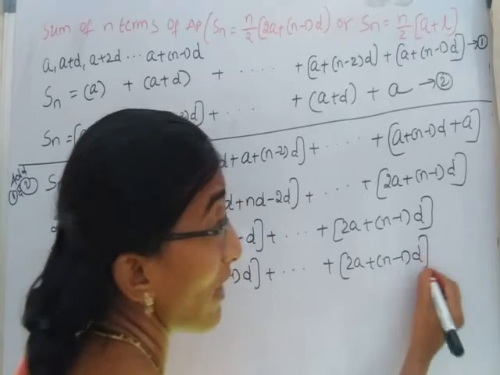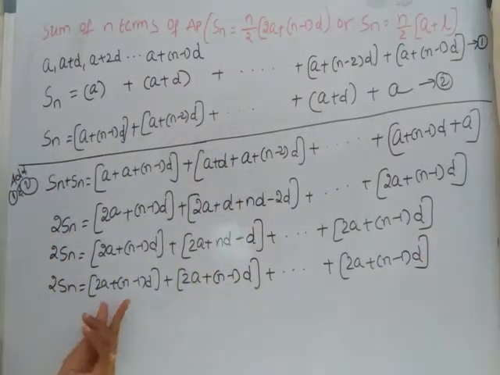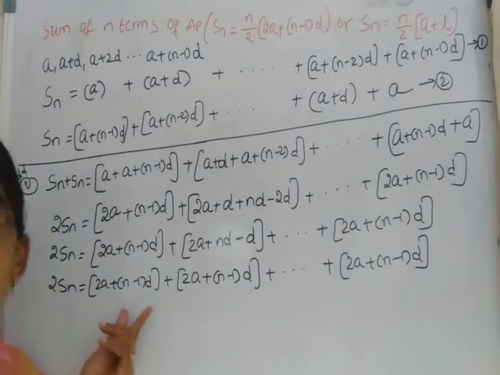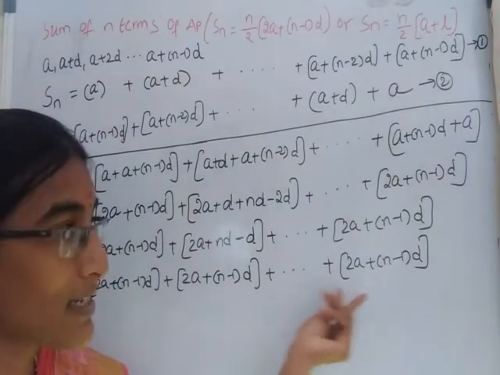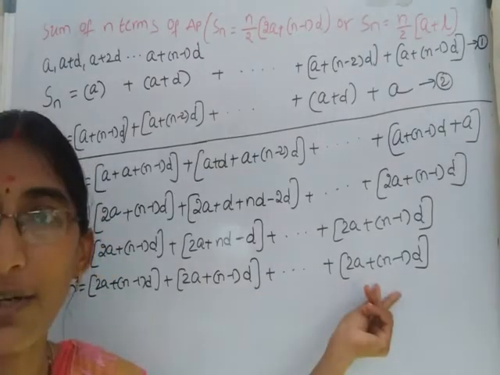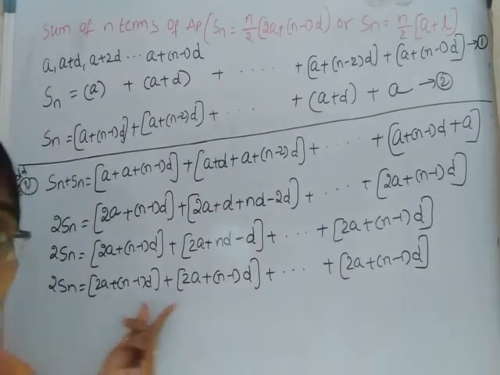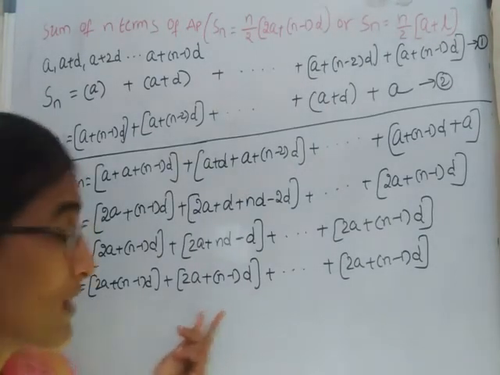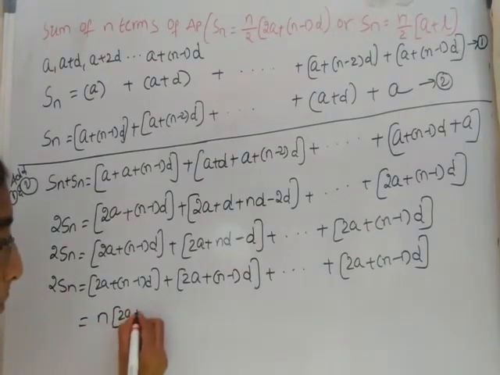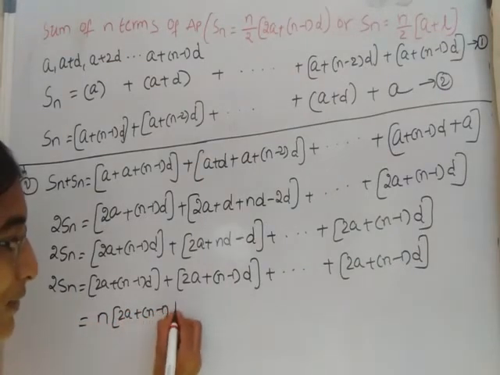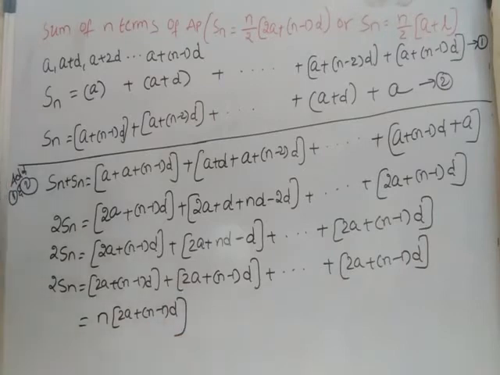If we observe, all these are the same terms. What is that? 2a plus n minus 1 into d. 2a plus n minus 1 into d plus and so on plus 2a plus n minus 1 into d. How many times do we have to add this term? n times. So let us write it as n into 2a plus n minus 1 into d. That is what? The 2Sn value.